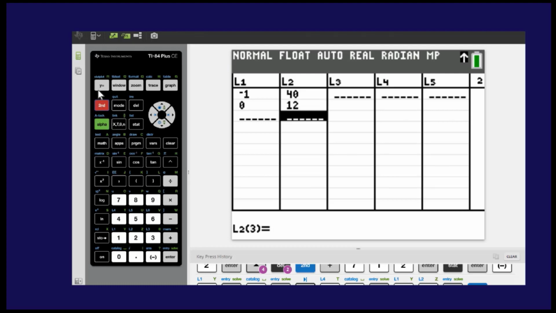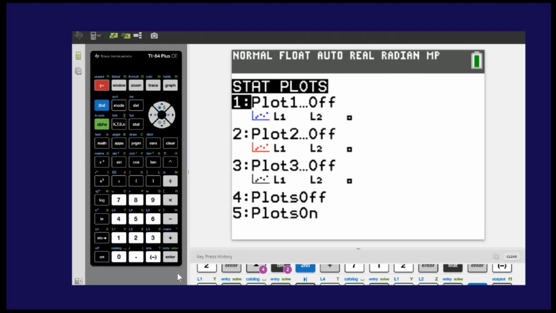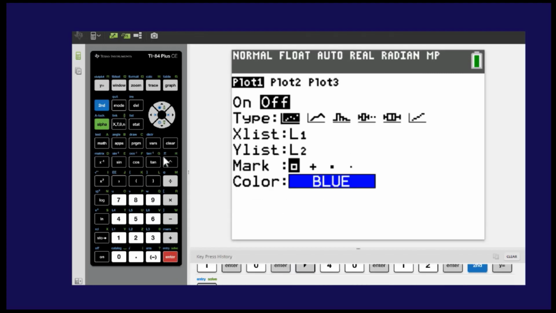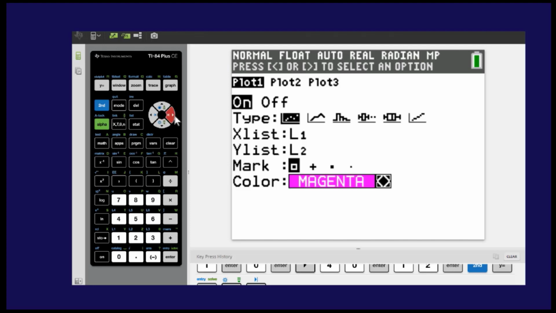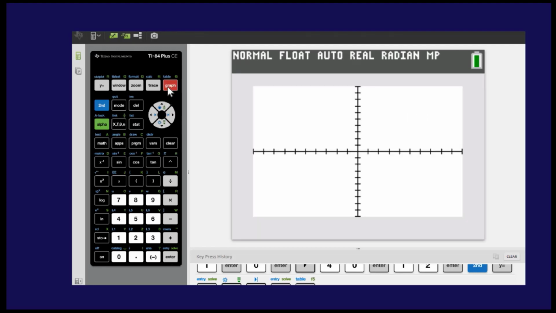I'm going to go to second stat plot to make sure it's on, which it's not, so I'm going to change it to on. Then I'm going to scroll down because I would like it to be green, so I'll scroll till it hits green. Awesome. Now we have our points, and we're going to check and see if they're graphed. I don't see them, probably because we have things outside of the window.